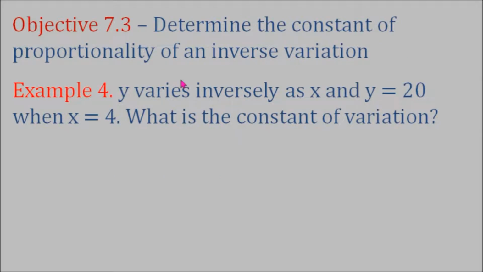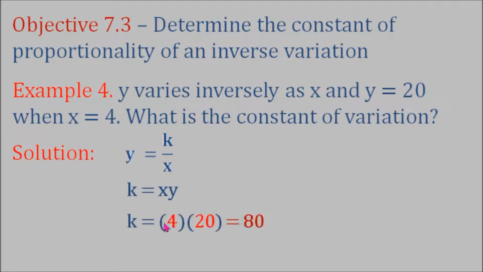Objective number 3: determine the constant of proportionality of an inverse variation. Example number 4. y varies inversely as x and y equals 20 when x equals 4. What is the constant of variation? So this is our equation, y equals k over x. To find k, we are going to multiply x and y. y is 20 and x equals 4, so k equals 4 times 20. So 4 times 20 is 80.